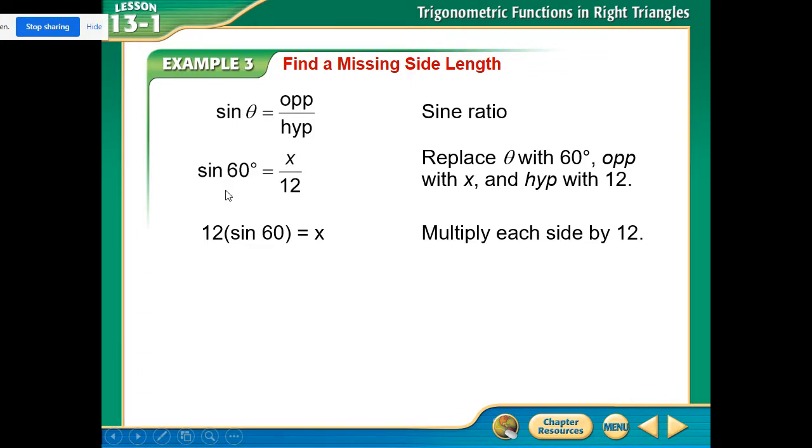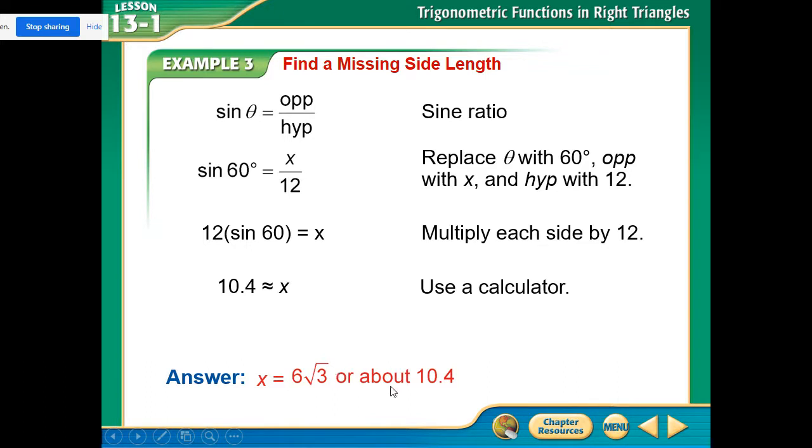We could put this over 1 here and just cross multiply. So 12 times the sine of 60 equals 1 times x, or just x. This we can type into our calculator. You should get 10.4. And that's our answer. It's 6 root 3, or about 10.4. We'll explain how to get 6 root 3 later on in the chapter also.